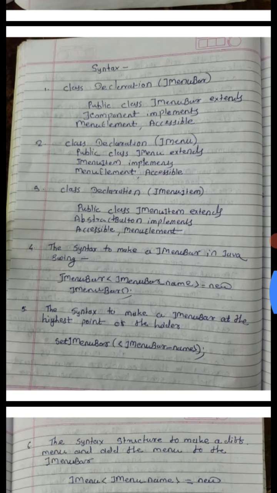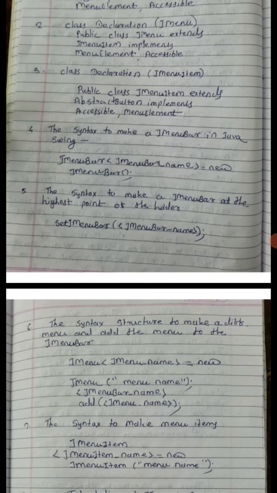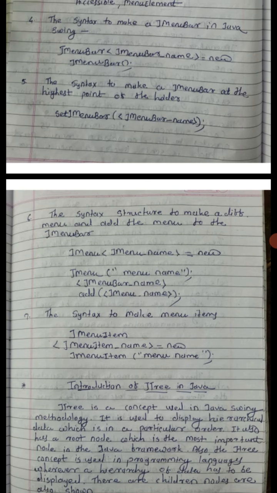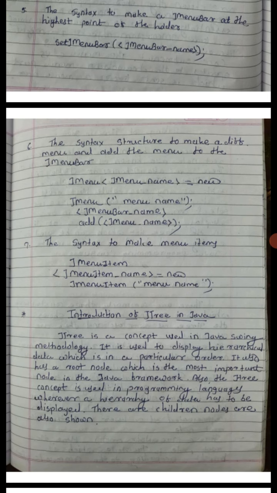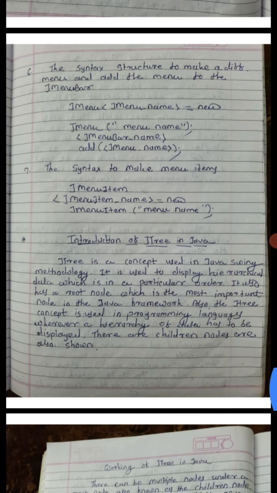Then next, the syntax to make a JMenuBar in Java Swing: JMenuBar name = new JMenuBar. The syntax to set the JMenuBar at the top of the frame: setJMenuBar(name). The syntax to make a different menu and add the menu to the JMenuBar: JMenu name = new JMenu("menu name"), then bar.add(name). Then next, the syntax to make a menu item: JMenuItem name = new JMenuItem("menu name").